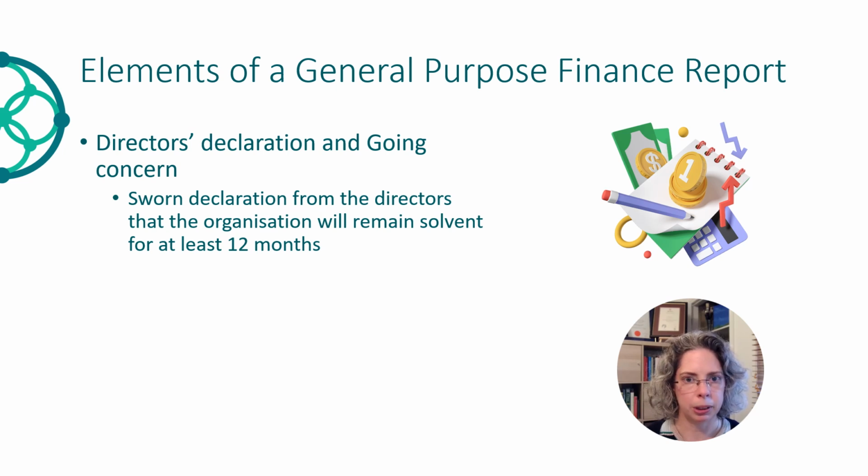The first thing that we're going to talk about is the director's declaration and the going concern. The directors need to make a formal statement that in their best opinion, the organisation is going to be financially viable for at least the next 12 months. And that's the going concern, that the organisation will be viable for at least 12 months.